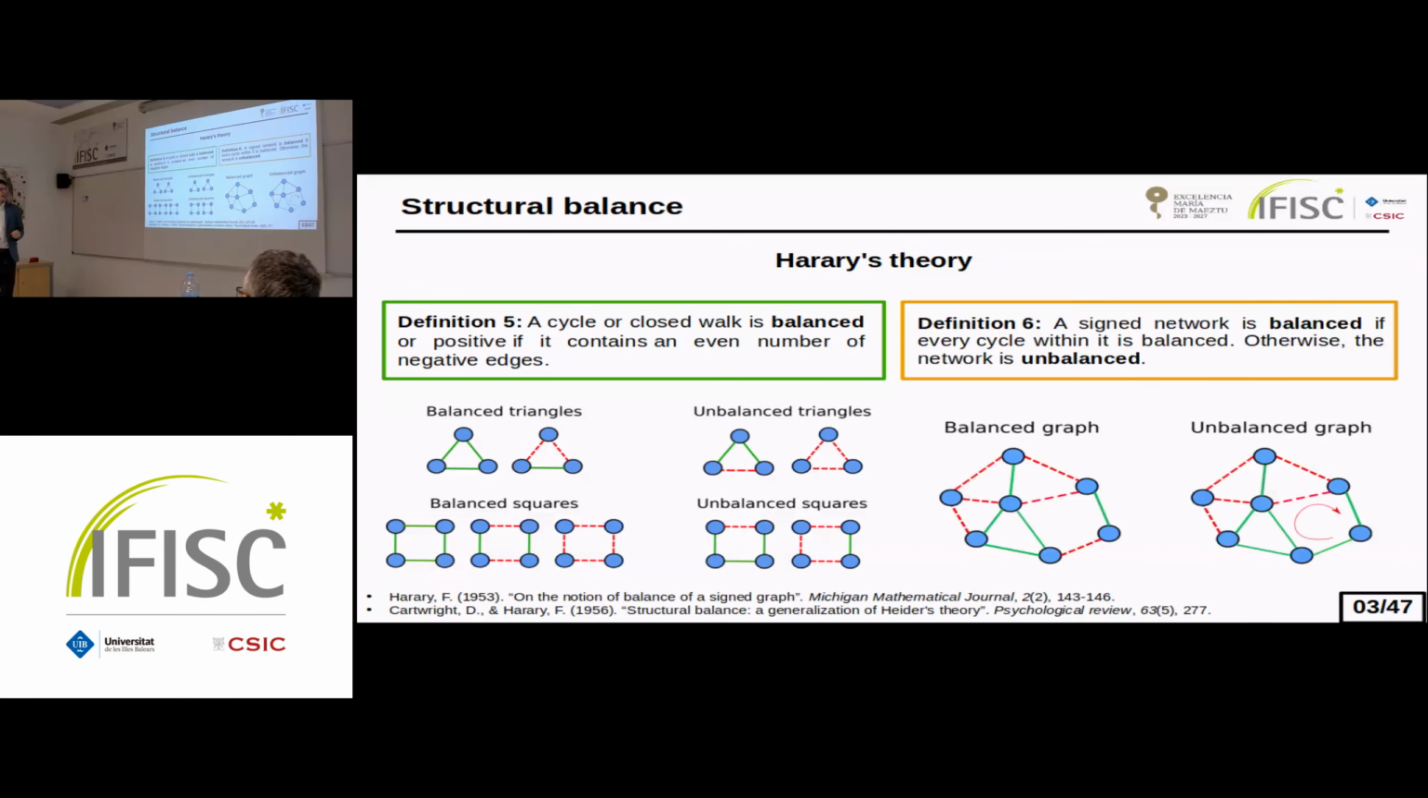Then Harary defined a network to be balanced when every cycle within the network is balanced. Otherwise, it is unbalanced. For example, this graph only contains cycles with an even number of negative edges, so it is balanced. However, here we see that this graph contains one cycle with one negative edge, so it is unbalanced.